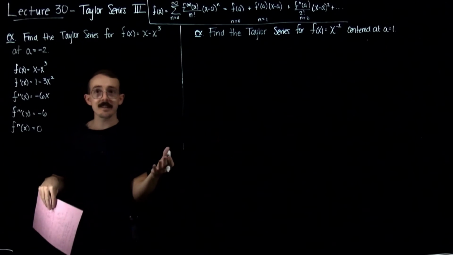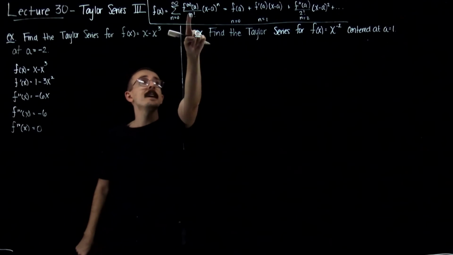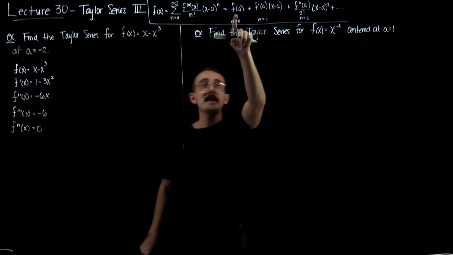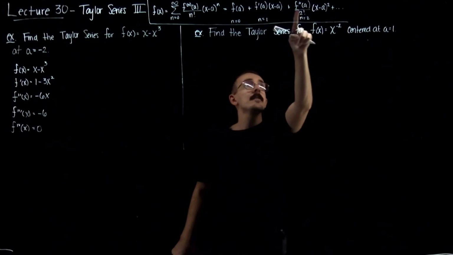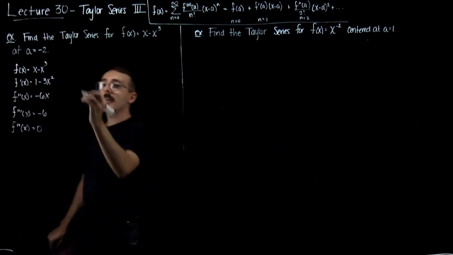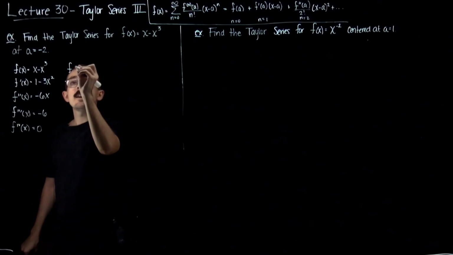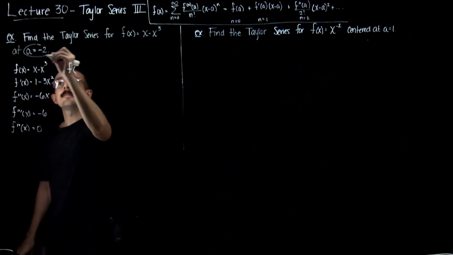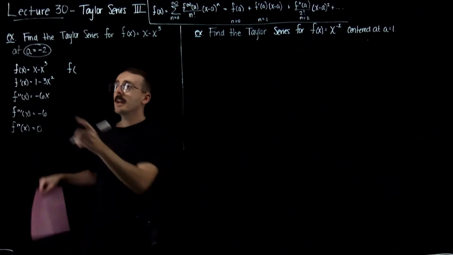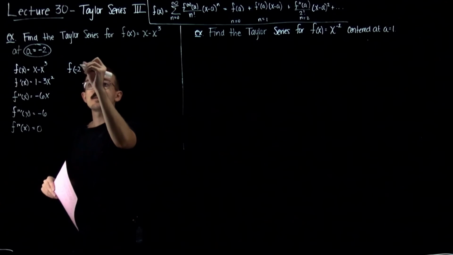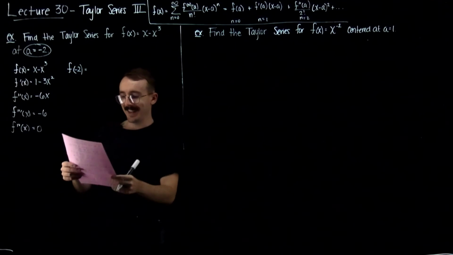What else do I need for the Taylor series? I have to evaluate them all at a. That's an important piece of the formula. You plug in a for all of these derivatives. So next to these, I'm going to use my a, the center, which is -2. And I'm going to plug in -2 into all of these. And we're just going to hope I don't make an arithmetic mistake.